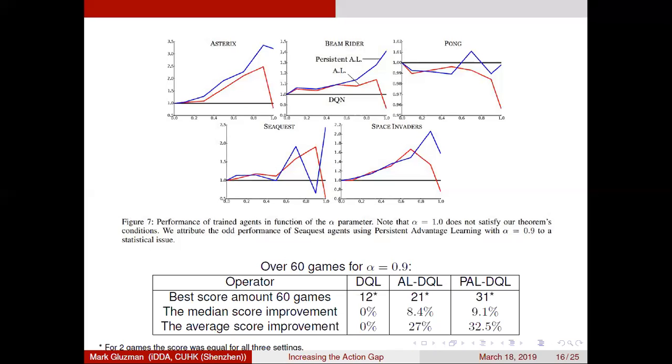I agree that there is no consistent improvement, but on average, we can compare the median score improvement, or the average improvement, from the reference point of the DQN.